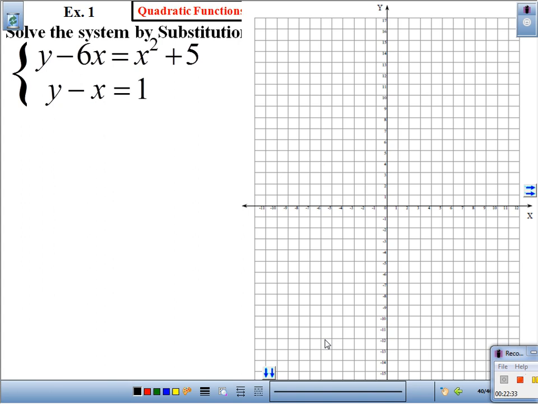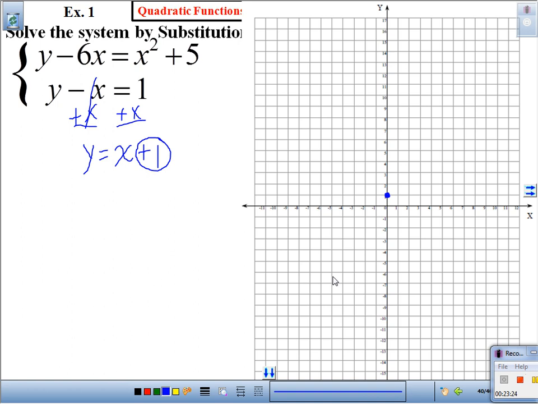Let's start with the easy one, which is the bottom one. In order to graph that second one, what do we need to do, Jacob? Slope-intercept form. So that means I need to leave y by itself. Add x, y equals x plus 1. Is it in slope-intercept form? Yes. So where do we start? Plus 1 on the y-axis, which is right there.